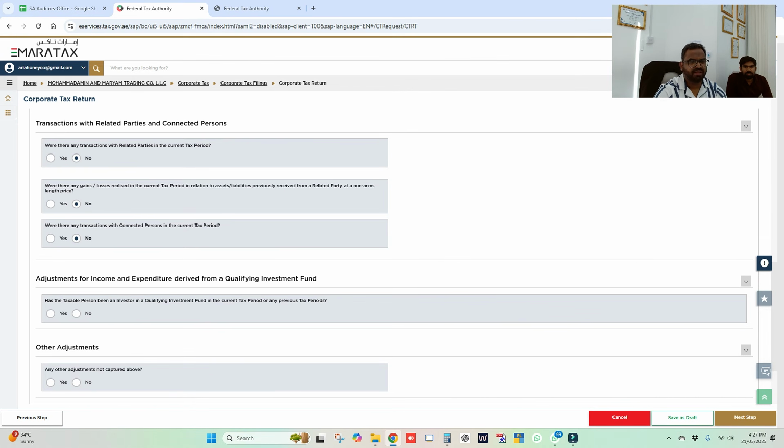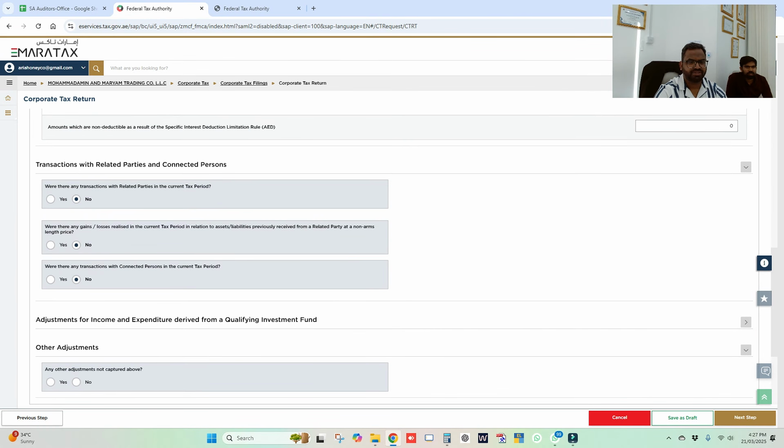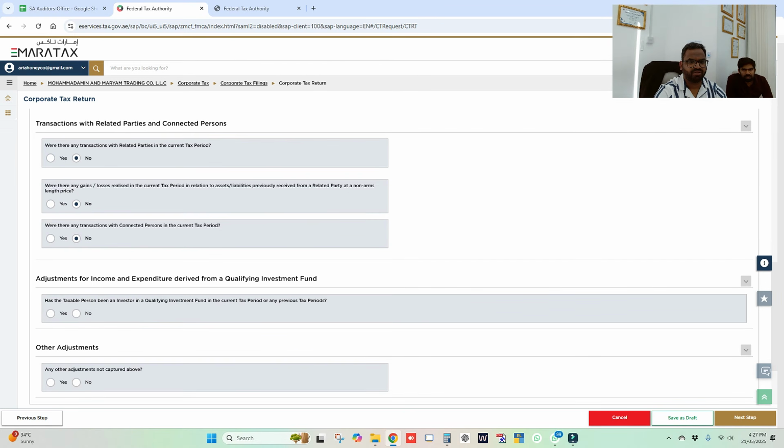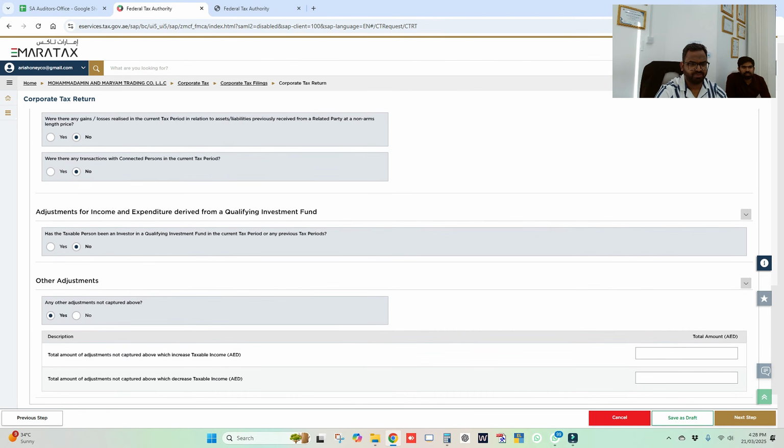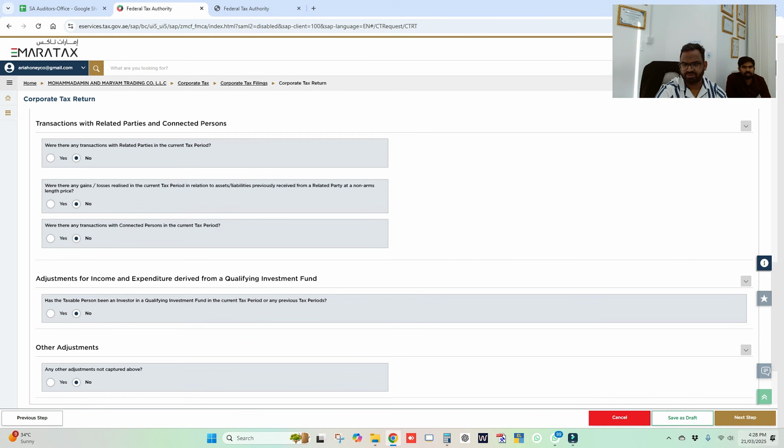Adjustment for the income and expenditure derived from a qualifying investment fund. As a taxable person, being an investor in a qualifying investment fund in the current tax period or any previous year. Qualifying investment funds, these are the big companies. We can see later on. Any other adjustment not captured above? If yes, then you have to mention the amount not captured, which will increase the taxable income, or which will decrease the taxable income. You have to put it here.